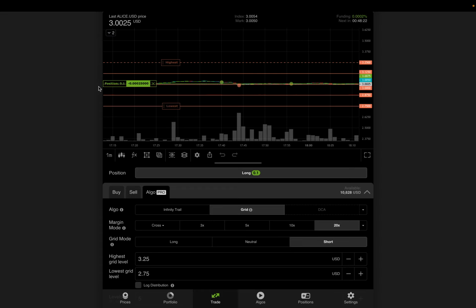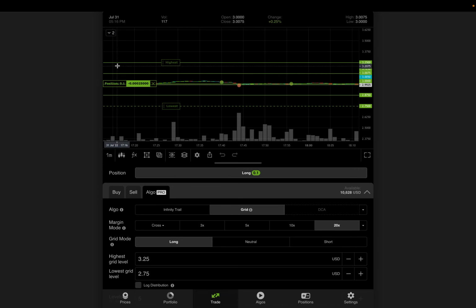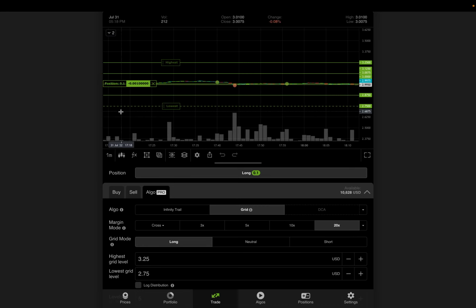Short grid mode decreases your risk if you are right and the price goes down. But if it goes up, you'll actually have twice the risk, because you've already had a short position here and it will just increase. And the same with long. If the price goes up, you'll have zero position, zero risk.